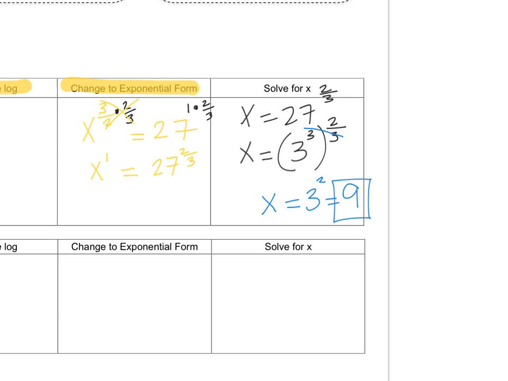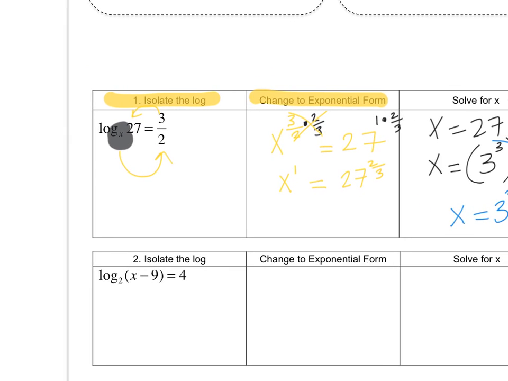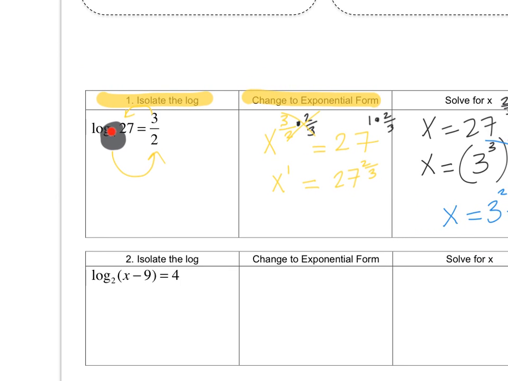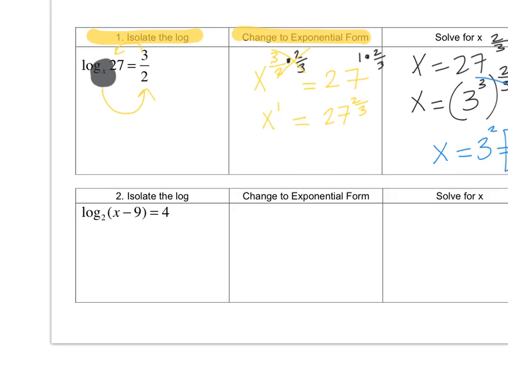Now don't forget to plug that back in and check your answer. So let's see, 9 to the power 3 over 2, that is equal to 27. So always check your answer. Now let's move on to our second example.